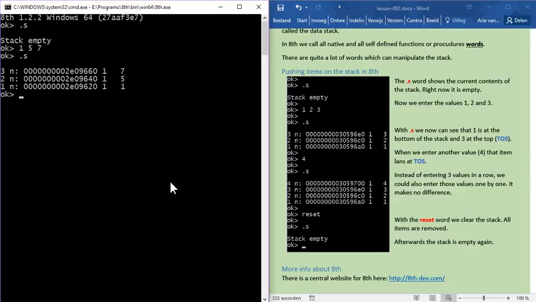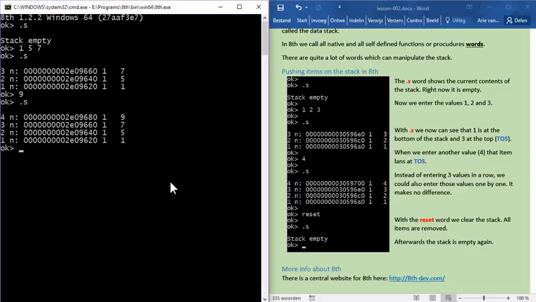Okay, so now what happens when I add another number onto the stack? Well, e.g. the number 9. Okay, 9, enter. Again I'll show the stack contents. Okay, now you see that the new number is now on top of the stack instead of the number 7 before. So you can add things to the stack just by entering them.